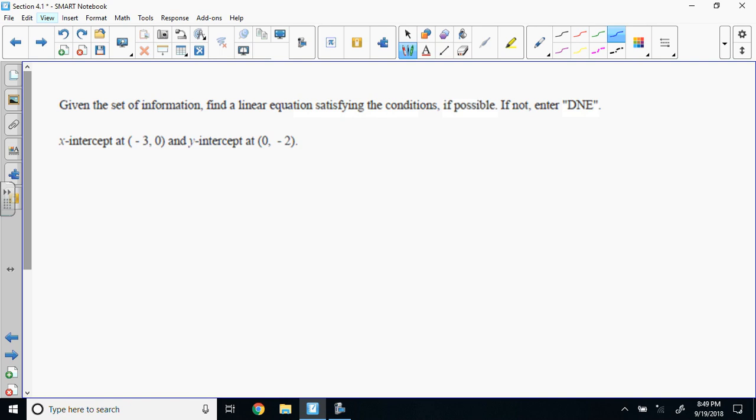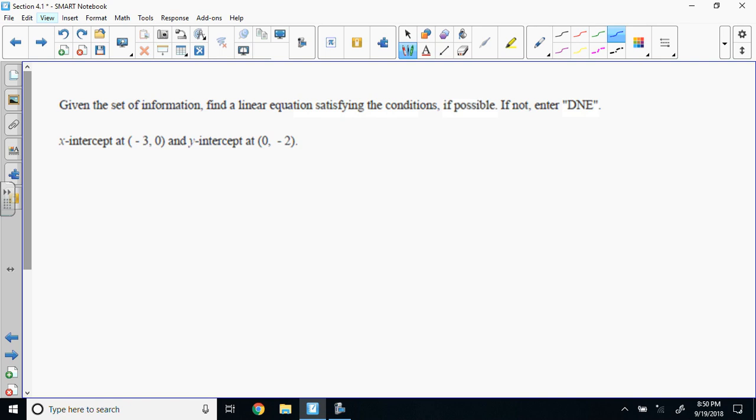Okay. Given the set of information, find a linear equation satisfying the conditions if possible. If not, enter does not exist. Does not exist would be for what? Would it be for vertical? Not for horizontal. For horizontal you could still write an equation, right? Yeah. So I'm not sure why they have a does not exist option. It's kind of crazy.